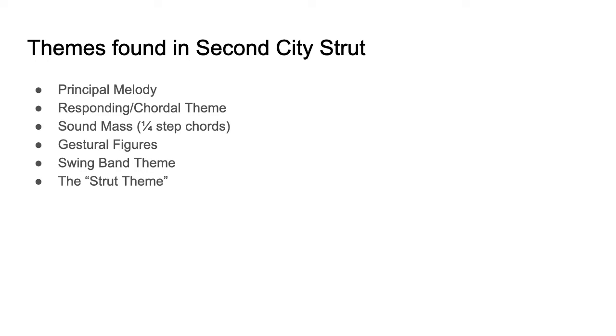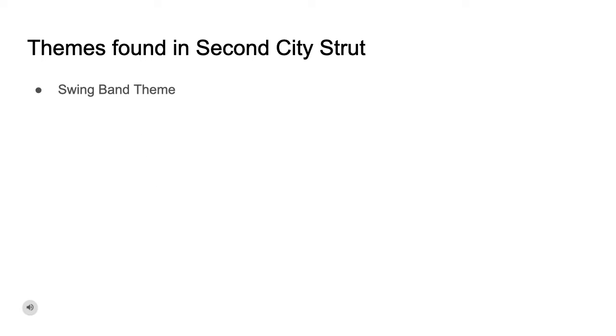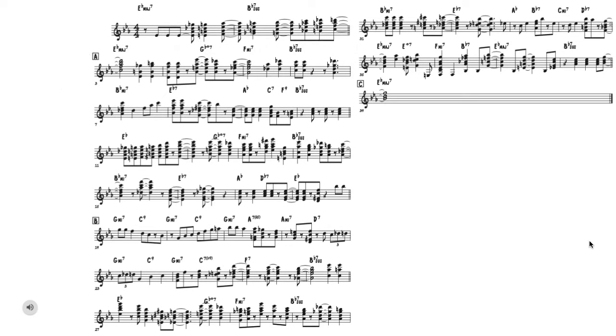So first, looking at the swing band theme, what I initially did was sketch out an idea of what would happen in the section, and then took liberties from the sketch when arranging it for the full orchestra. So here we see a more or less lead sheet. We have the chords, the melodic content, and here's what it ended up being and sounding like when arranged for the full orchestra.